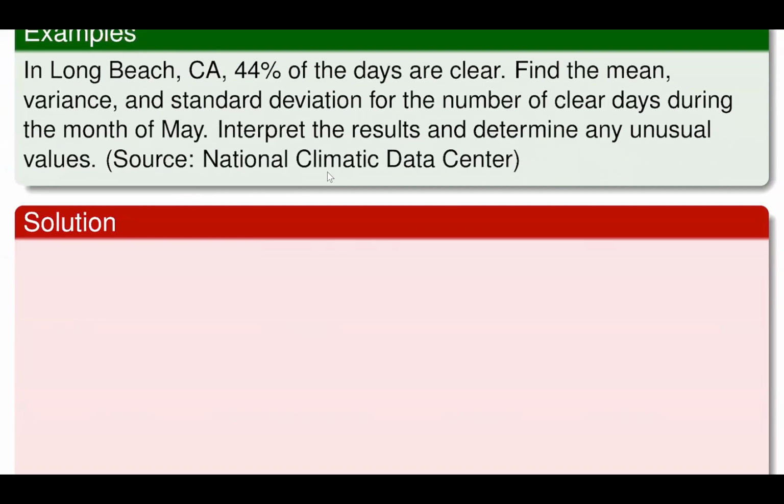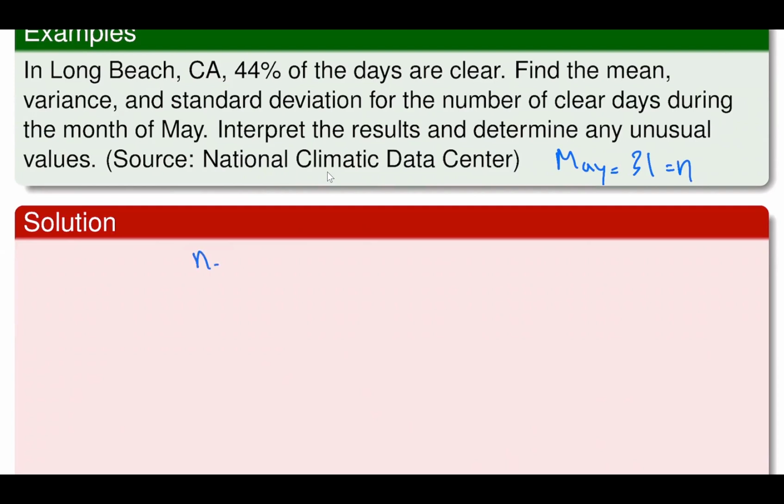All right, so for this one, it said in Long Beach, California, 44% of the days are clear. Find the mean, variance, and standard deviation of the number of clear days during the month of May. So let's focus on May. How many days does May have? Cool, so we have 31. So n is equal to 31.